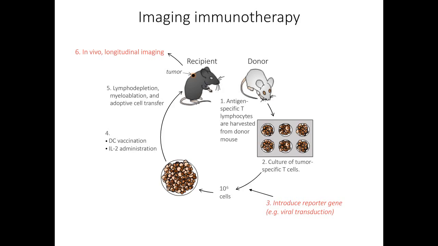Those cells are cultured ex vivo, and because they're cultured ex vivo, one can actually take advantage of that stage and introduce the reporter gene. And by introducing the reporter gene, that allows you to subsequently monitor the biodistribution of these cells in vivo once they're injected into the animal, into the patient.